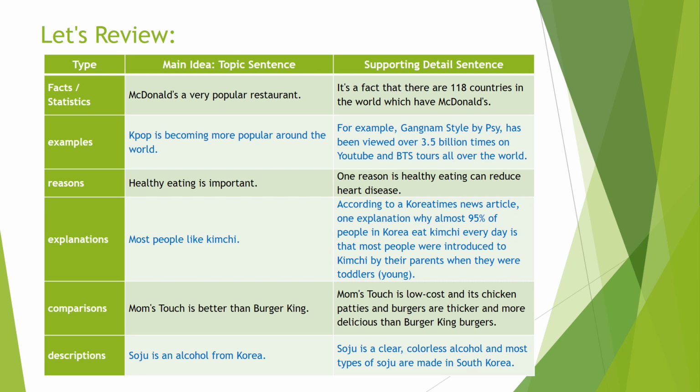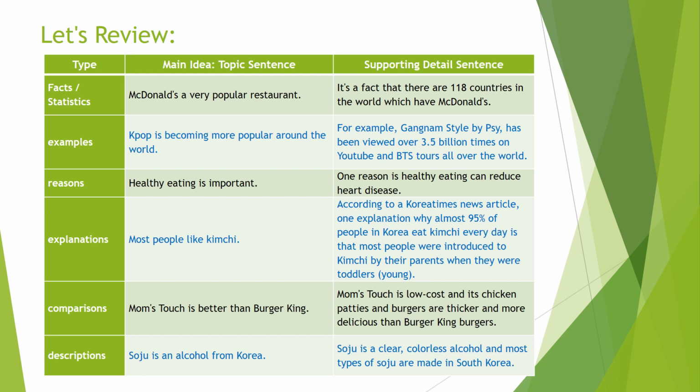Right, so here we go. Facts and statistics. Now look, here is a topic sentence. McDonald's is a very popular restaurant. Actually, there's a small typo there, but McDonald's is a very popular restaurant. Now then, supporting detail, and we're using facts and statistics. So, here's an example. It's a fact that there are 118 countries in the world which have McDonald's. Okay, so that is like research. Next one, examples, topic sentence. K-pop is becoming more popular around the world. Let's give it some support. For example, Gangnam Style by Psy has been viewed over 3.5 billion times on YouTube, and BTS tours all over the world. Okay, so there are some examples to support the main idea.